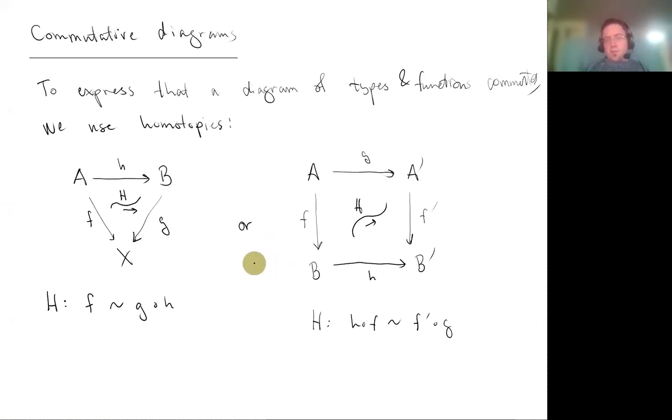Now, so far we haven't seen any examples of homotopies of dependent types, but this can come up rather easily if we have the notion of a homotopy of homotopies. So that's the next thing I want to explain. Homotopies of homotopies.